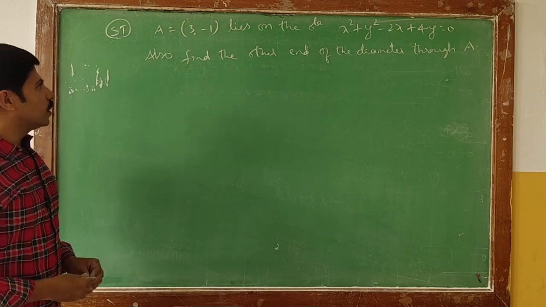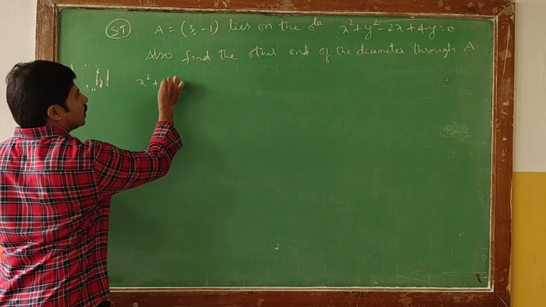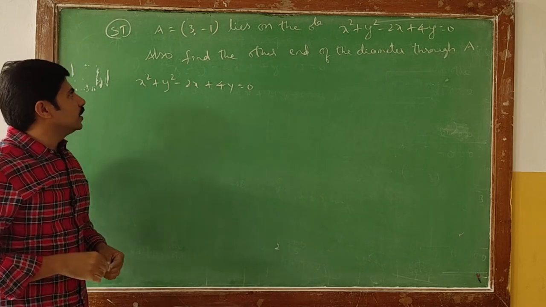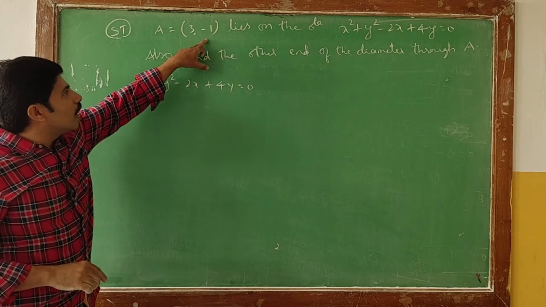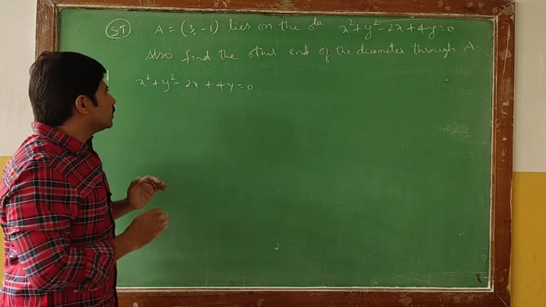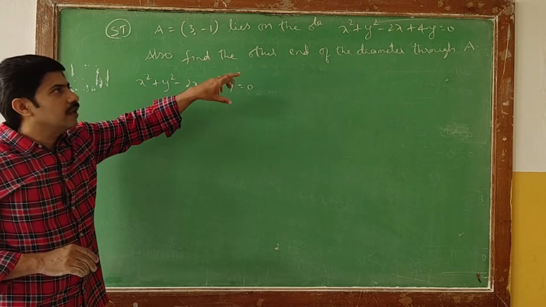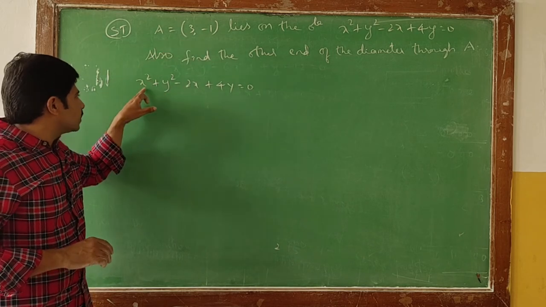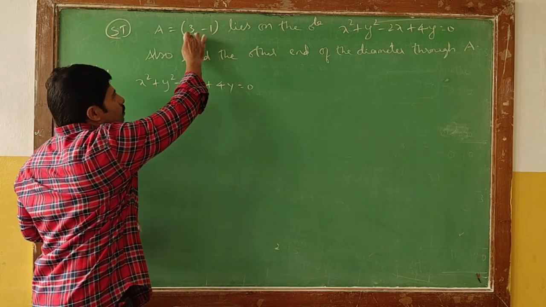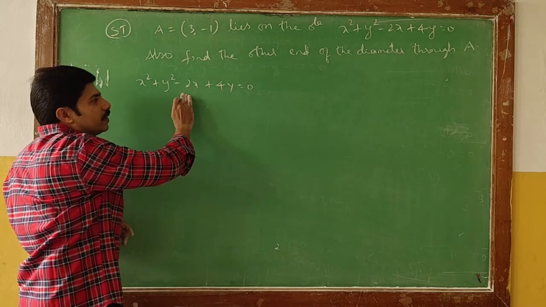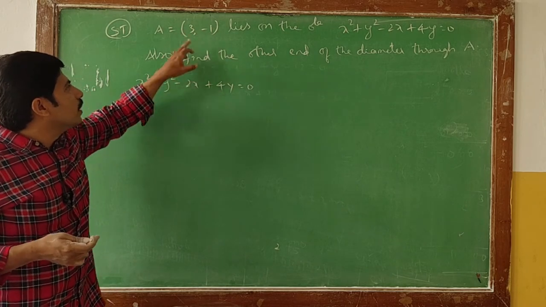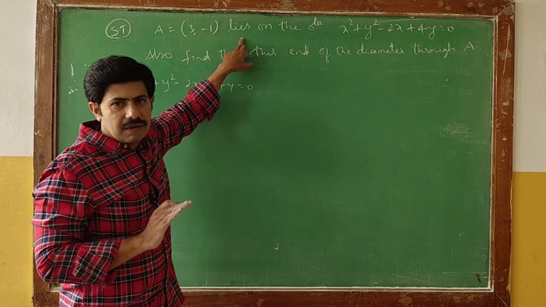Okay, see, first we will write the given equation of circle. X square plus y square minus 2x plus 4y is equal to 0. Now, the first point is, here we have to show that this point 3 comma minus 1 lies on the circle. See, whenever a point lies on a circle, we have to substitute. That means, instead of x, we will substitute 3. Instead of y, we will substitute minus 1. It should satisfy. What is the meaning of satisfy? When you substitute 3 comma minus 1 in the circle, you should get the RHS. What is RHS? 0. So, if you get 0, then only we say the point lies. Otherwise, it does not lie.